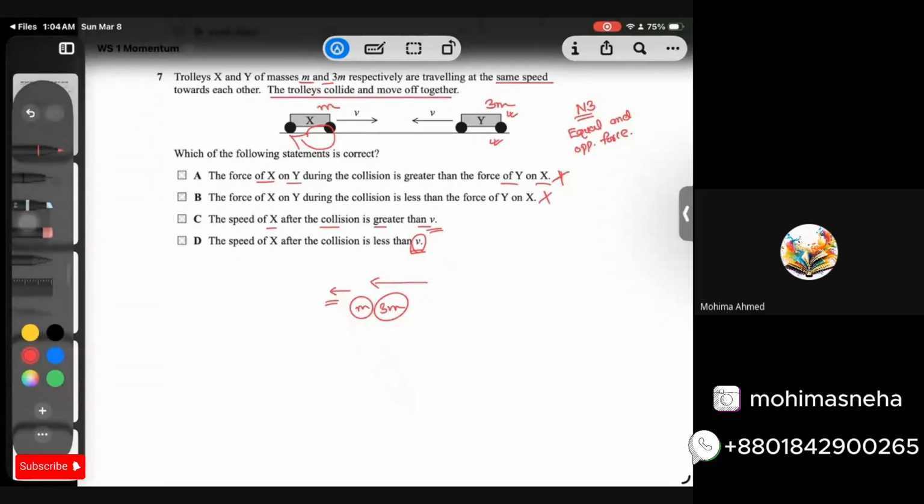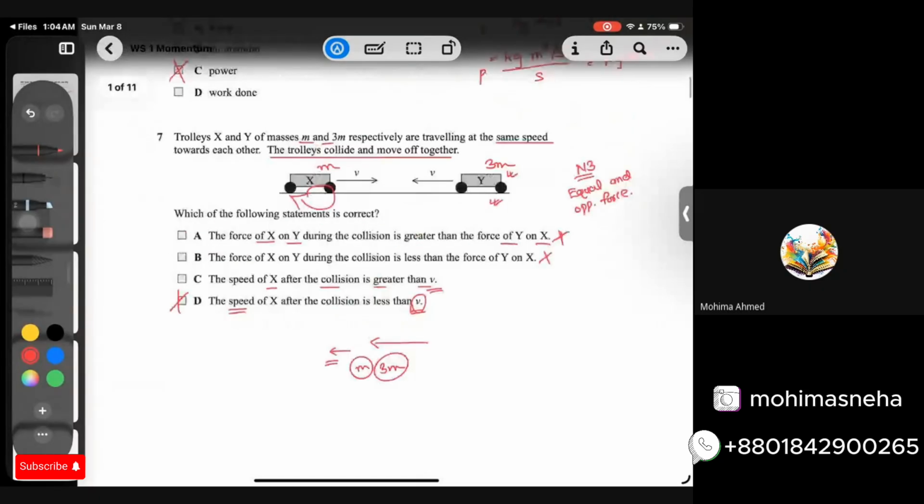So their direction is also changed. But since you're talking about speed, which is basically the magnitude of the velocity, direction is not a matter for you. The only idea is that after the collision, the speed of particle X is going to be smaller than whatever it had originally, the v value. So it's going to be B over here. Is this clear?